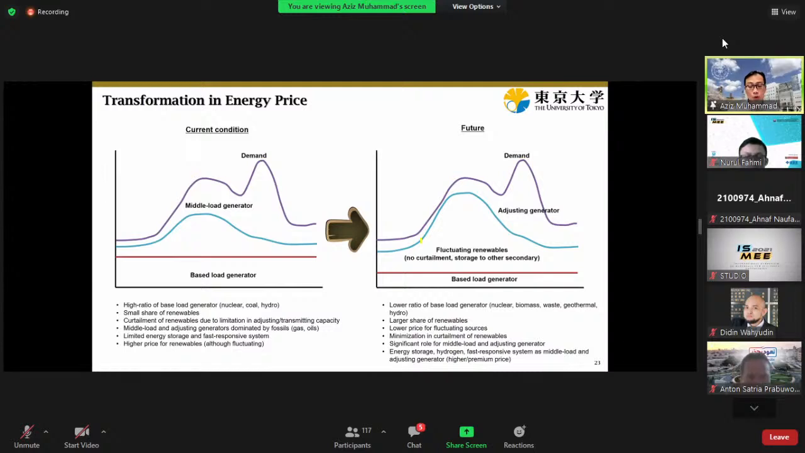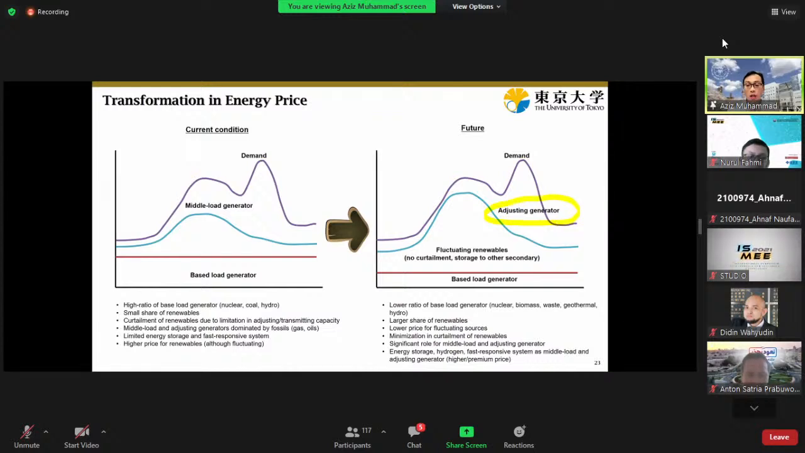In the future, what we would like to have is that the coal maybe is replaced by nuclear or any kind of greener base load generators. And also to avoid any kind of curtailment, it means that we need to adopt maximally or optimally all of the renewable energy. The problem is how we can create these adjusting generators.